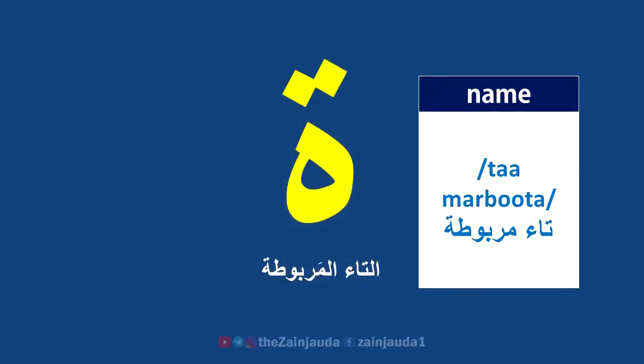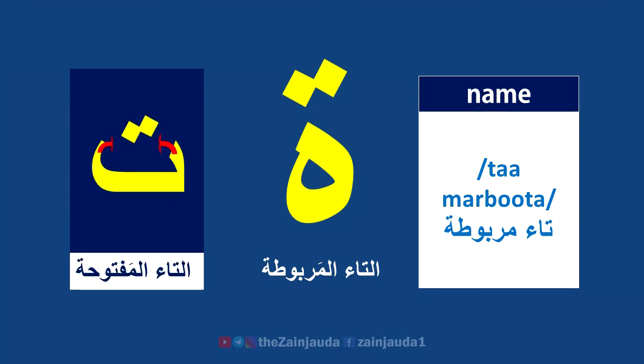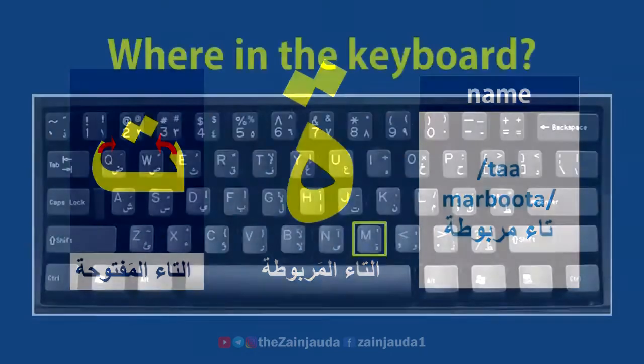Ta has a variant letter which is called at-ta'ul marbuta. Marbuta is a feminine adjective, means tied. At-ta'ul marbuta means the tied ta. Now why is it called marbuta? You can simply imagine tying the two ends of the ta al-maftuha, the opened ta. What we get is a tied ta, ta al-marbuta. It is clear now why the first ta is called ta al-maftuha, simply because its two ends are not tied.